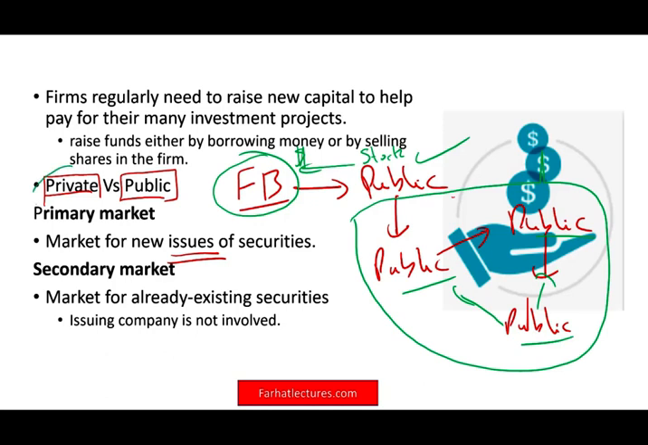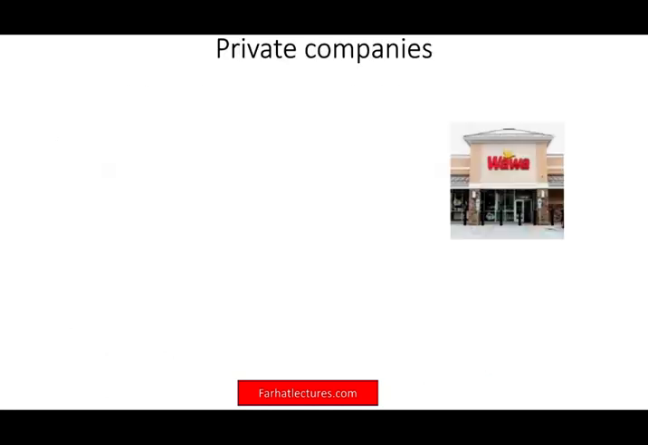So we're going to start by talking about private companies. When I think of private companies or private firms, I like to think of a company called Wawa. If you are from New York, New Jersey, Pennsylvania, Virginia, maybe North Carolina, Florida, we have this convenience store called Wawa. They have a great coffee. I love that place. My son loves it too. So we visit that place very often. But Wawa is a private company. If Wawa was a public company, I would practically invest all my money in Wawa. But let's talk about private companies.